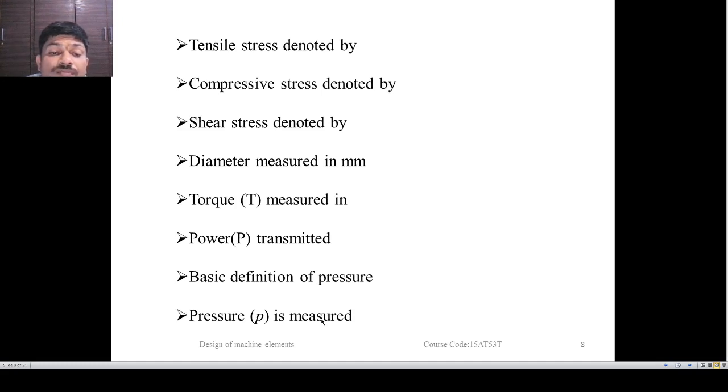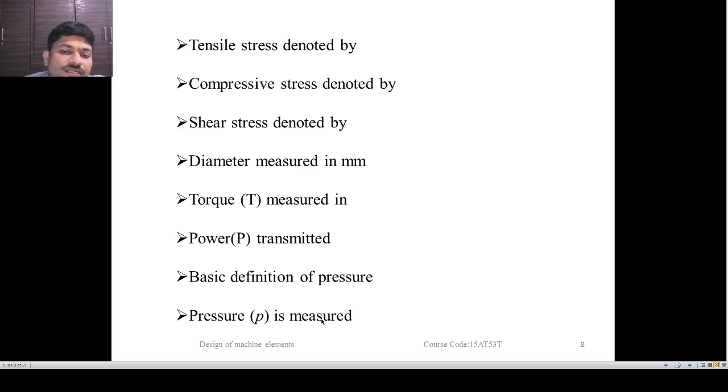Here one very important parameter you should remember: the notation P is power, and its unit is watt or kilowatt. Don't confuse this with capital P in the designing of nut and bolt and further sections, where capital P is the tensile load or shear load. In that case the unit of the load is Newton, but here the unit of the power is watt. We have to differentiate. When we say power, its unit should be watt or kilowatt. When we say load, tensile load or shear load, its unit is Newton or kilonewton, mega Newton, like that. This is a very important parameter to be remembered.